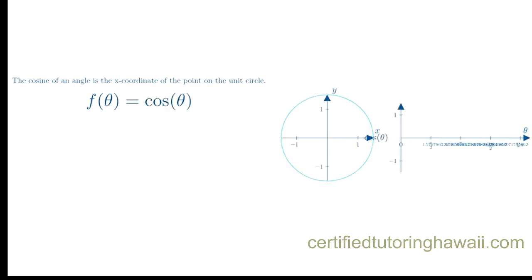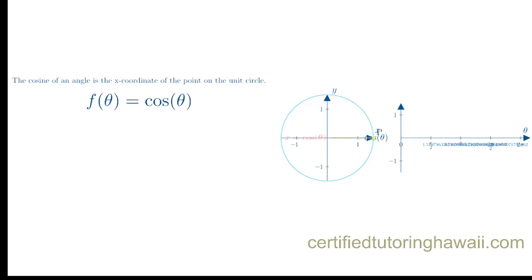We'll use the same process, but this time we'll focus on the x-coordinate, because the cosine of an angle is the x-coordinate of the point on the unit circle. So, we'll plot the function f of theta equals cosine of theta. The horizontal axis is theta, and the vertical axis is now the cosine of theta, or the x-coordinate.